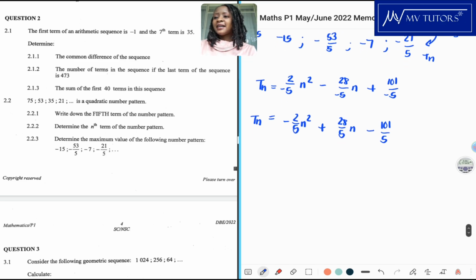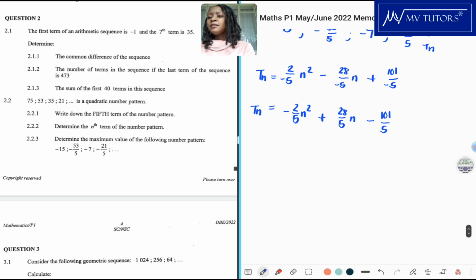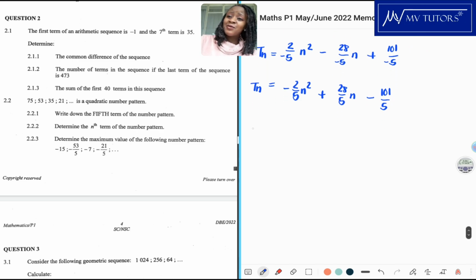And then we need to get the maximum value. Okay, so here, remember the various ways of getting the turning point. You can either use that equation I showed you, where it's going to be negative b over 2a, or you can differentiate. Okay, so I'm going to differentiate because for me, again, I'm trying to save time. So how do we differentiate?